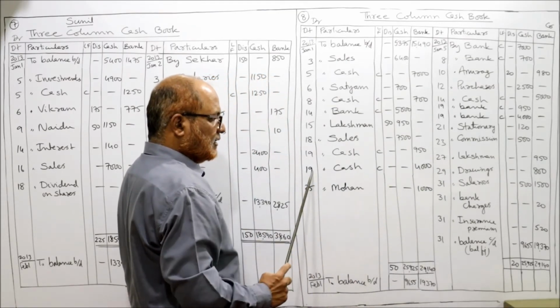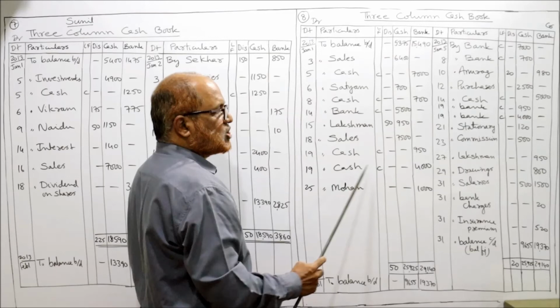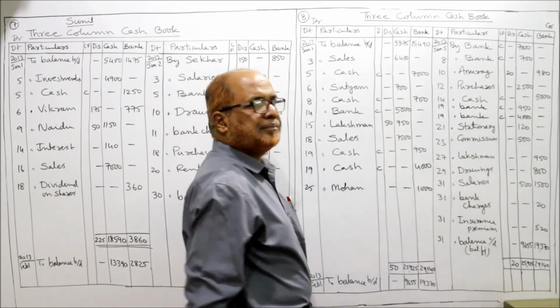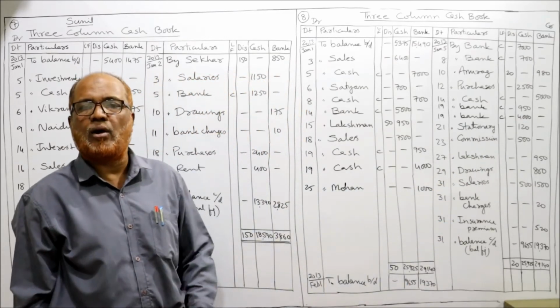So contra entry 19th. So bank is debited to cash. Cash is credited by bank. So 2 transactions we have recorded on 19th.